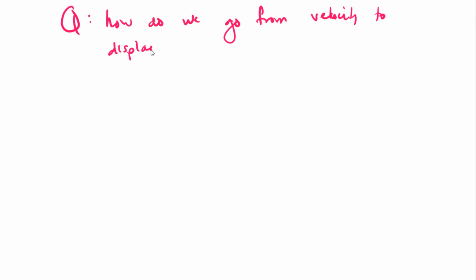So here's the question. How do we go from velocity to displacement? You can think by displacement how far you've moved away from where you started, right? So that's what displacement means. How far from the starting point.